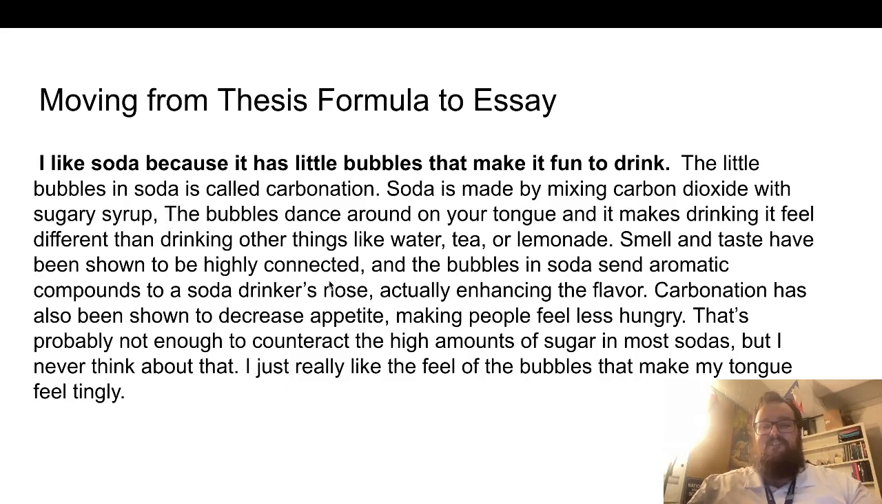The bubbles dance around on your tongue, and it makes drinking it feel different than drinking other things like water, tea, or lemonade. Smell and taste have been shown to be highly connected, and the bubbles in soda send aromatic compounds to a soda drinker's nose, actually enhancing the flavor. Now, I didn't know that off the top of my head. I just went and Googled. I was like, why do we like carbonation? I literally Googled that. Like, why do people like carbonation?